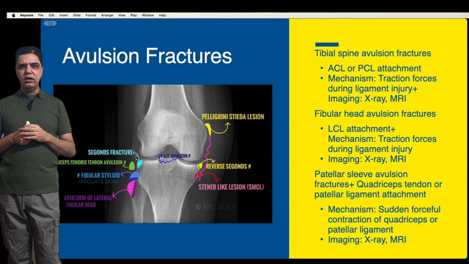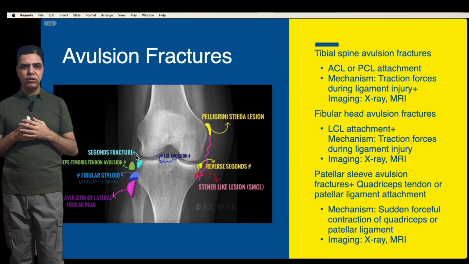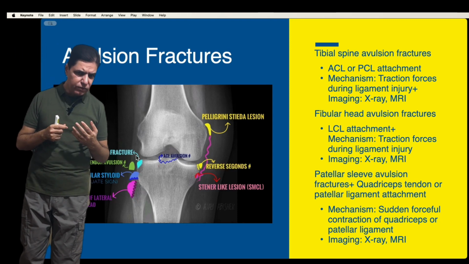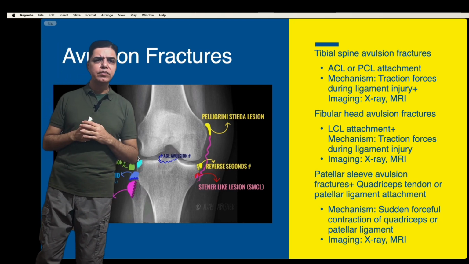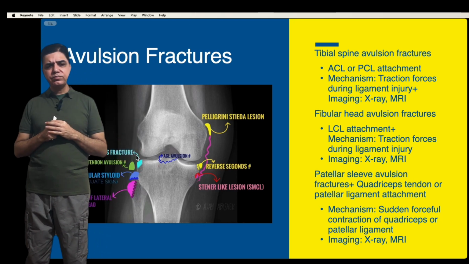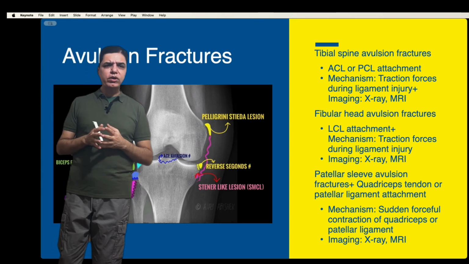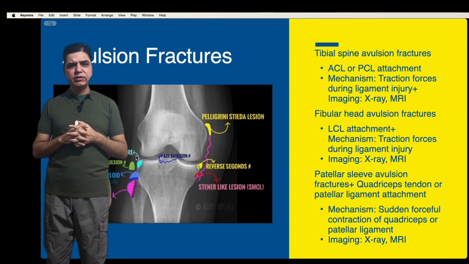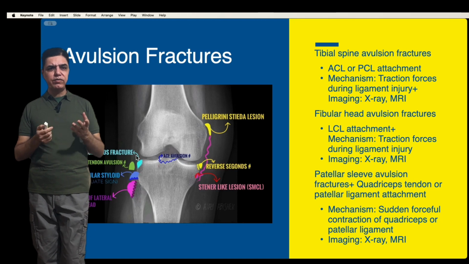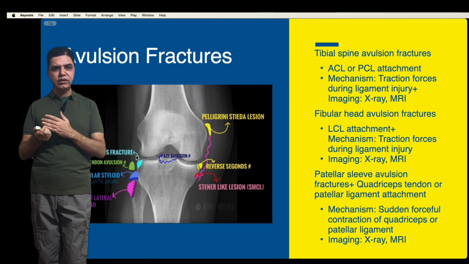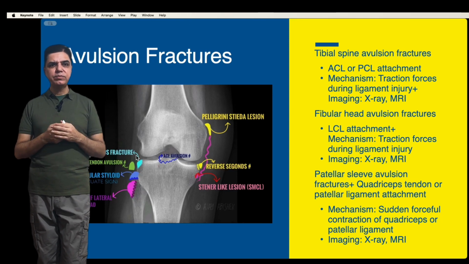Depending on whether there is a fracture on the medial side of the femur, we can call it the Segond fracture. Or if there is a fracture on the medial side of the tibia, we call it the reverse Segond fracture. And similarly, if there is a fracture on the lateral side, we call it the Segond fracture. So reverse Segond is on the medial side, Segond fracture is on the lateral side.